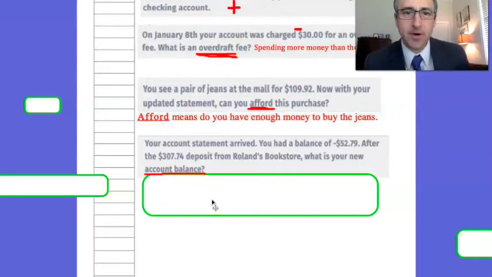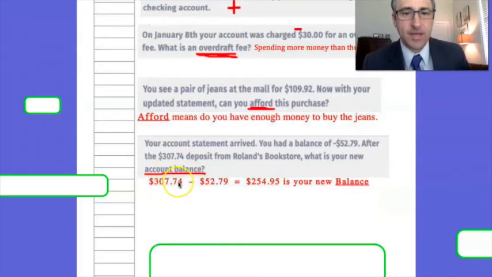Final example on this part of our note sheet. Your account statement arrives. You have a balance of negative $52.79. After the $307.74 deposit from Ronald's bookstore, what is your new account balance? So you're negative, but you add in $307.74. $307.74 minus $52.79, you're left with $254.95.